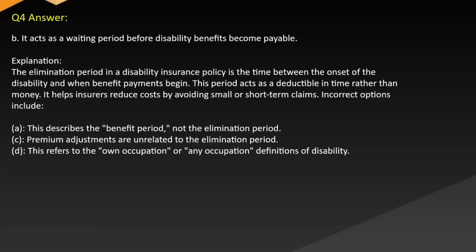Incorrect options include A. This describes the benefit period, not the elimination period. C. Premium adjustments are unrelated to the elimination period. D. This refers to the own occupation or any occupation definitions of disability.